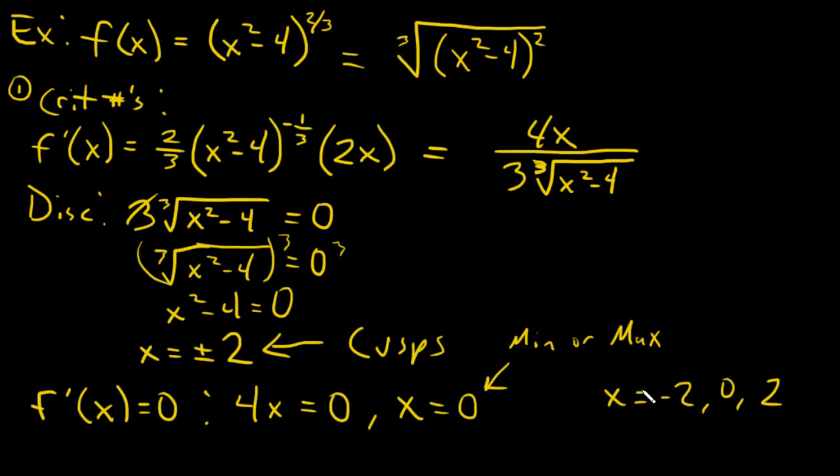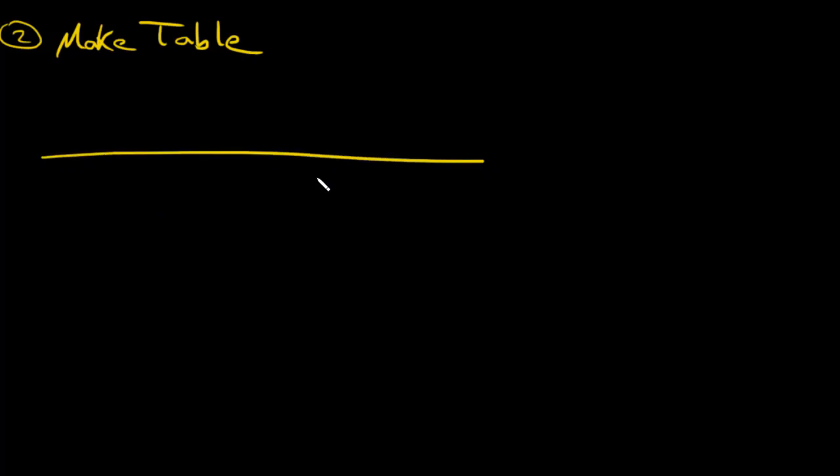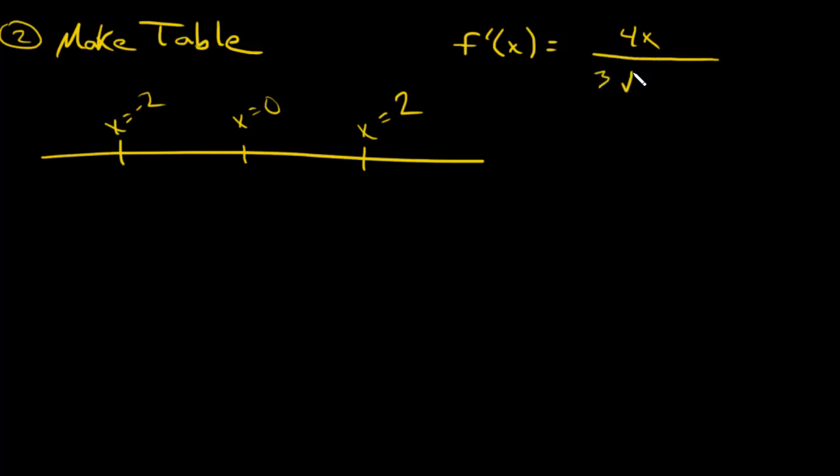Now, next step is to build the table. So I'm going to clear this and build the table. Step 2, make the table. I'm going to have x equals negative 2, x equals 0, and x equals positive 2. Now, I'm going to need what my f prime was equal to in order to fill out this table. So f prime of x was equal to, I'm going to use the notation where I've written it all the way out where it makes sense: 4x over 3 times the cube root of x squared minus 4.